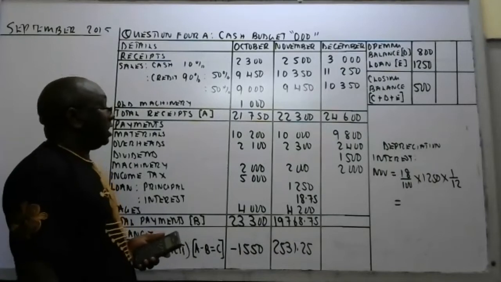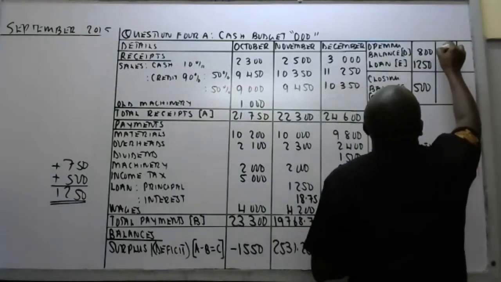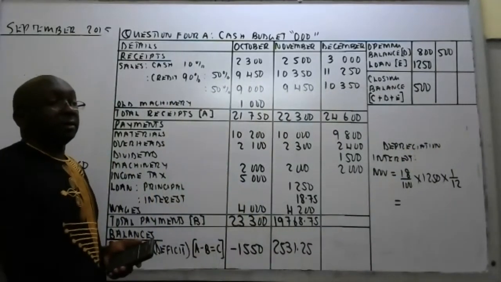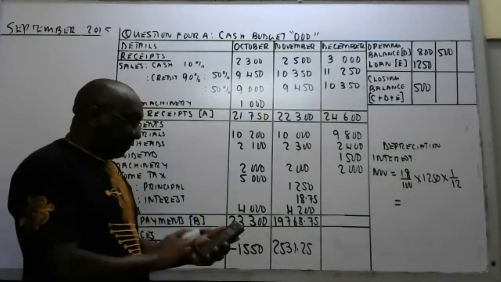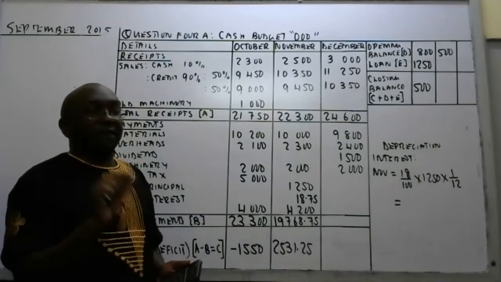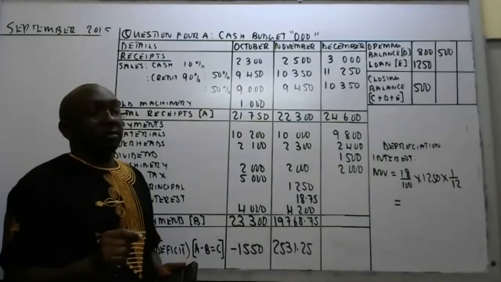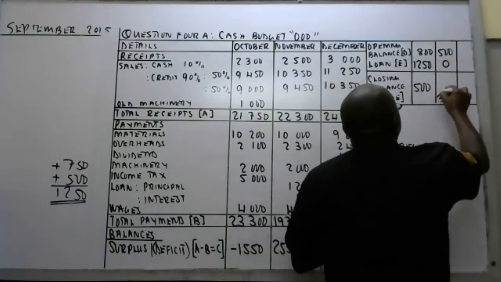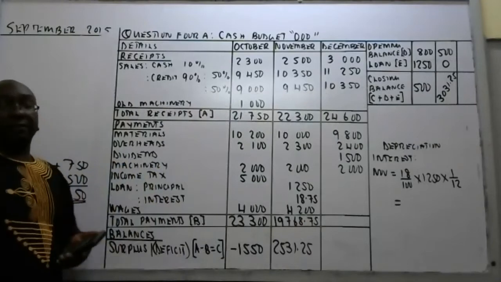So now when we come here, our opening balance for November is 500. Because this is positive, if you add 500, you get that one. Now that one is more than 500, which is the minimum balance that you should close with. So if it is more than that, do we need to go for a loan? No. So there will be no loan here. So our closing balance will be 3,031.25.